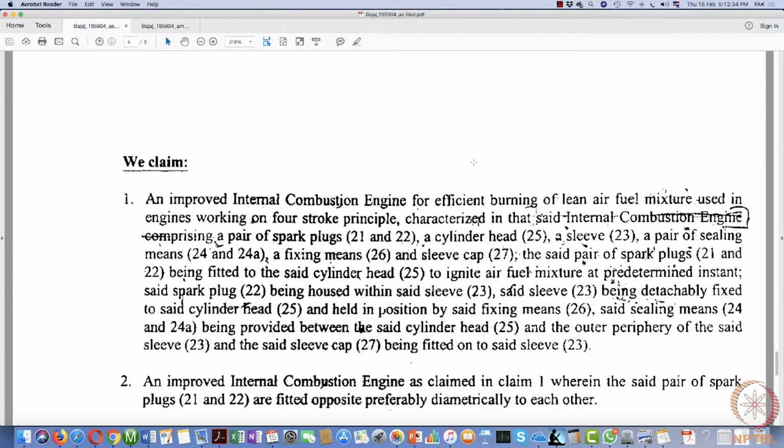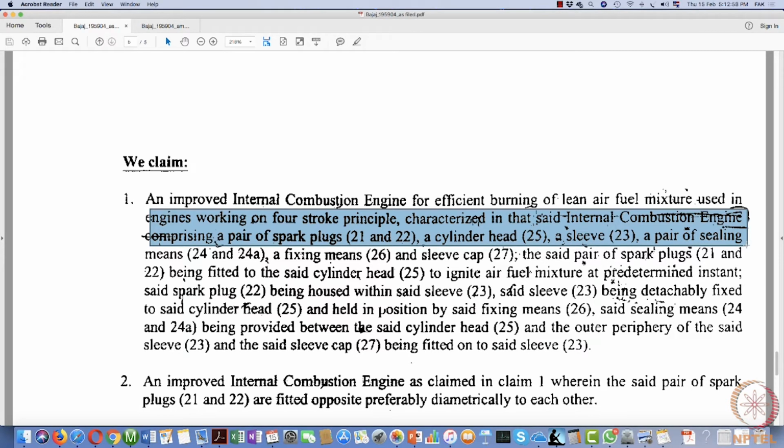Now what you notice here is that when it mentions the internal combustion engine comprising of spark plug, there is no limitation to the size of the cylinder. It just says a cylinder head, and it just says internal combustion engine. Everything else is the same.